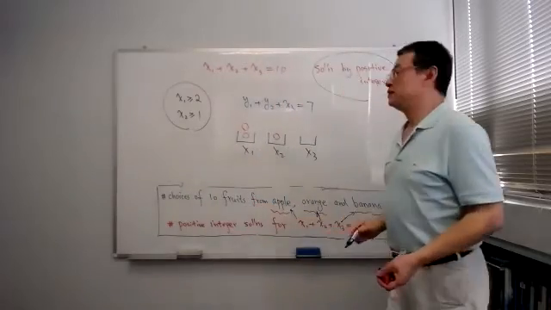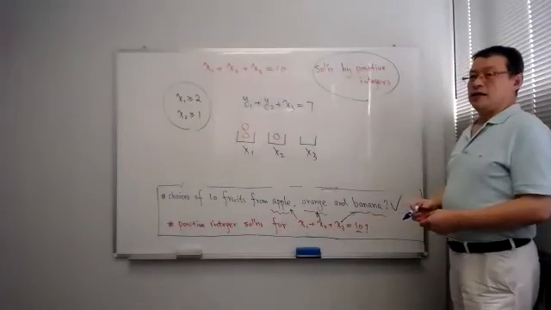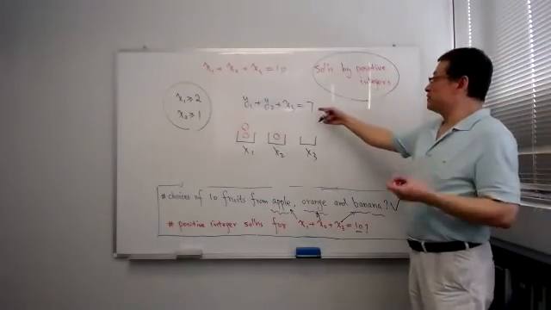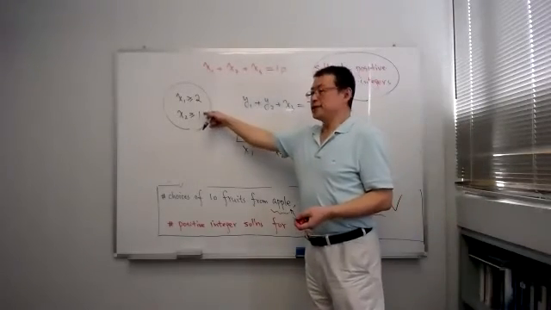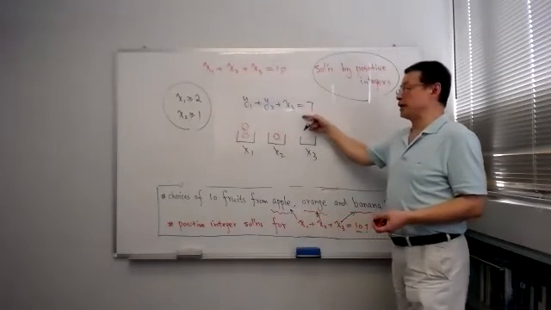Equals 7. The solution will be a positive integer solution for this one. The solution with this constraint is the same as the solution for this one.